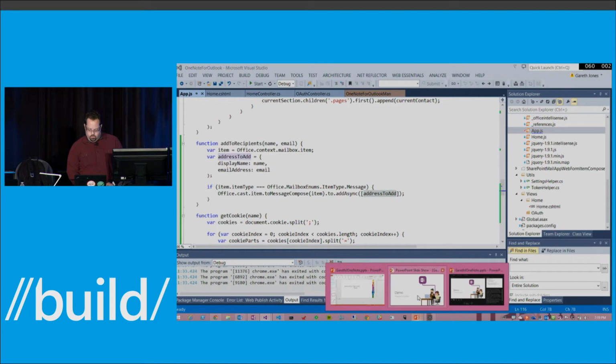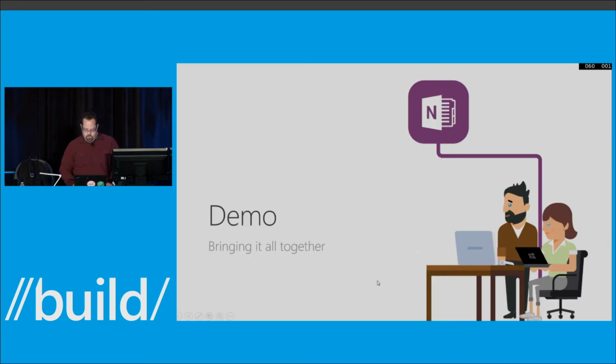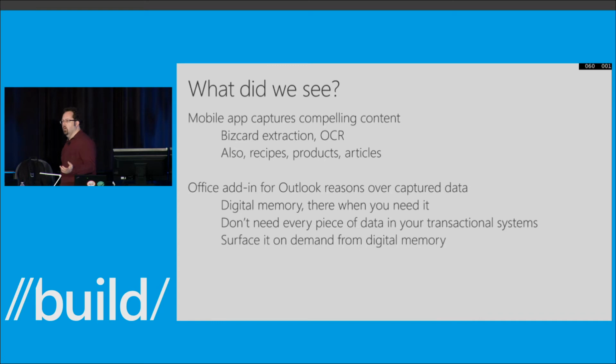So what do we see there? We saw a rich mobile application, but using incredibly simple code to go and get most of its value from the service that we've provided, going and doing that business card extraction. Equally could be doing the same for products or articles. And then an add-in in Office, allowing us to reach the huge number of hundreds of millions of users. And thinking of this as a digital memory store. So we haven't had to go and add all of those contacts into our transactional contact store.